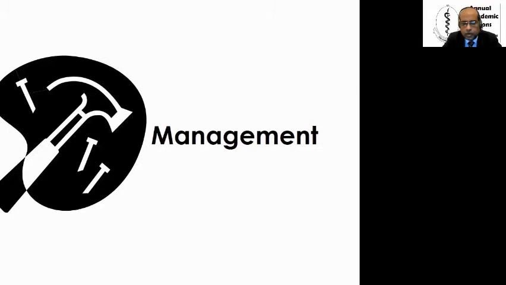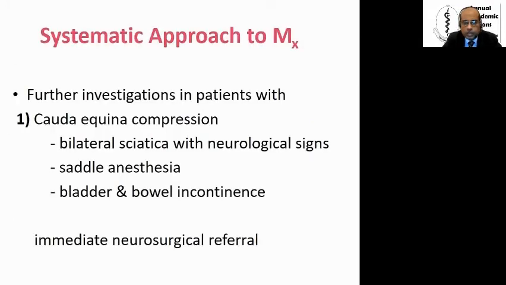When it comes to management, how do you decide the management of this back pain, especially if it's mechanical? You need further investigation and referral if you have cauda equina compression, which is evident by bilateral sciatica with neurological signs, saddle anesthesia, and bladder or bowel incontinence. These patients need immediate neurosurgical referral, where they can do a quick MRI and decide on possible surgery. You don't need to wait for any MRI in these patients. They need to be referred quickly, because if you spend time looking for investigations, the patient might end up worse, with non-recoverable nerve weakness and long-term disability.